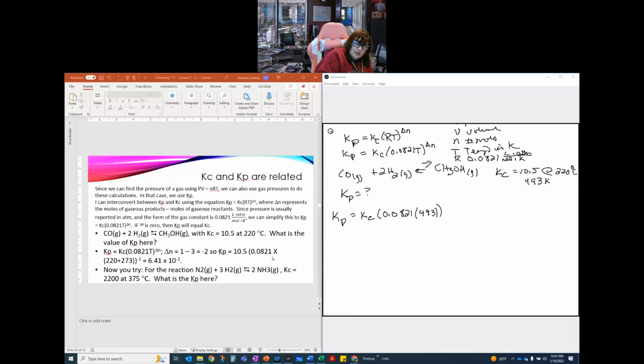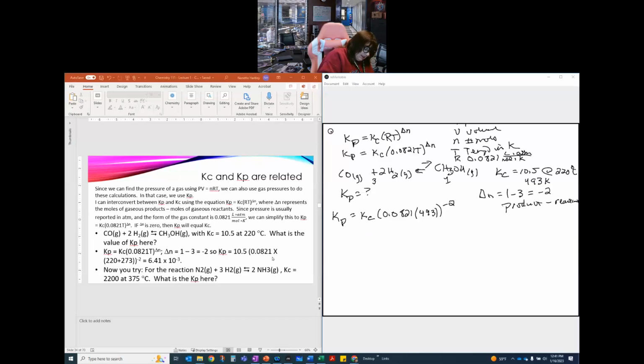Now I have 1 mole of gas in my product, this CH3OH, that's 1 mole, because that's the stoichiometry in front of it. So this is 1. Over on the reactant side, my total is 2 plus 1, so that's 3. So when we calculate delta N, that's going to be equal to 1 minus the 3, which is negative 2. Okay? So again, it's product minus reactant. So that's a negative 2.